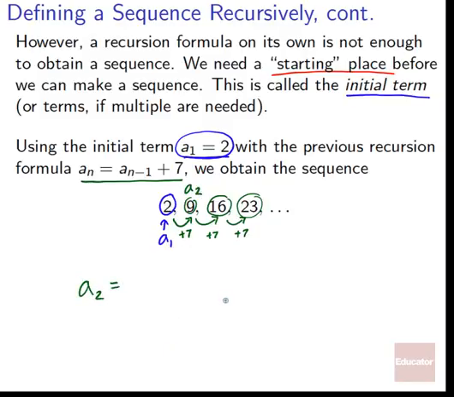A2 is this guy right here. Then A2 is equal to A1 plus 7. So A1 is equal to 2, we figured that out here, then plus 7, so we get A2 equals 9, which is what we got right here. And the same thing's going on for figuring out A3. A3 is going to be equal to A2 plus 7. A4 is going to be equal to A3 plus 7, because our recursion formula is telling us to go that way.